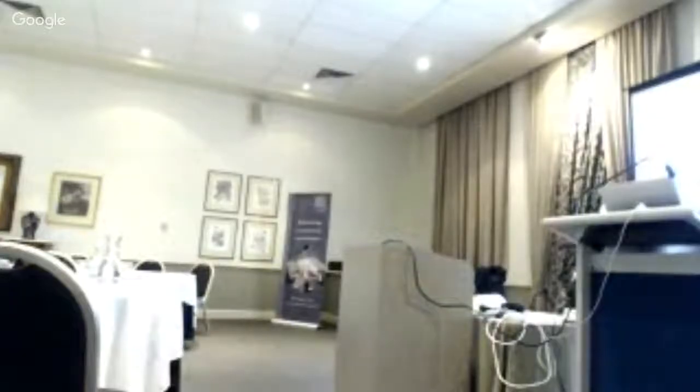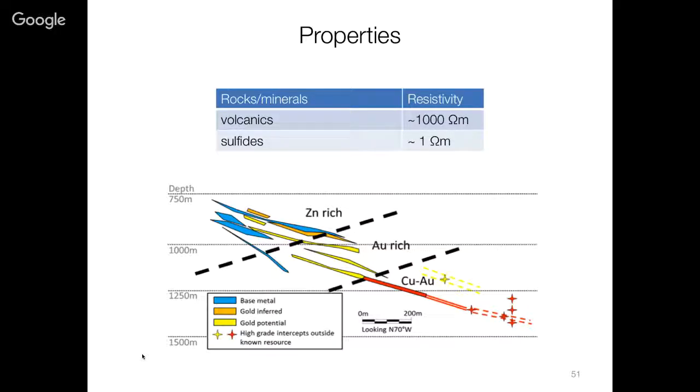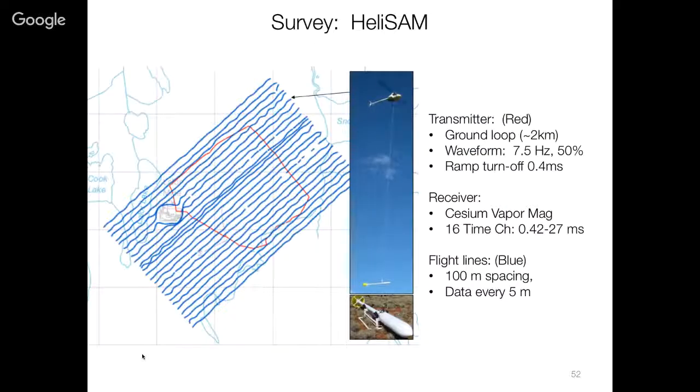So the volcanics, maybe 1,000 ohmmeters. Sulfides, maybe an ohmmeter. As I said, they're in these kind of stringers. So basically, we're just looking for conductors. So it's an interesting survey.